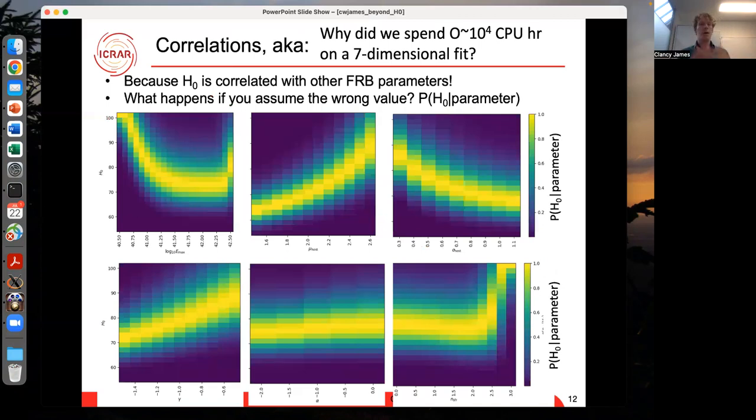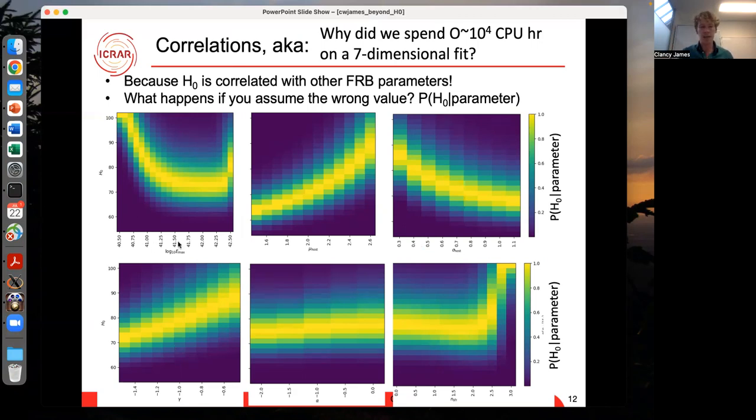Now, you might also ask, well, why do we spend of order 10,000 CPU hours on this big 7-dimensional fit? And the answer is because the Hubble constant is correlated with other fast radio burst parameters. So you then say, well, what happens if you do what others have done and you fix these parameters instead of fitting them? You would get the wrong value.